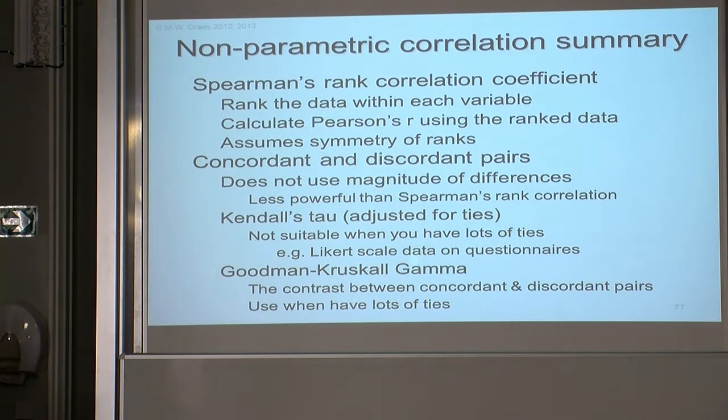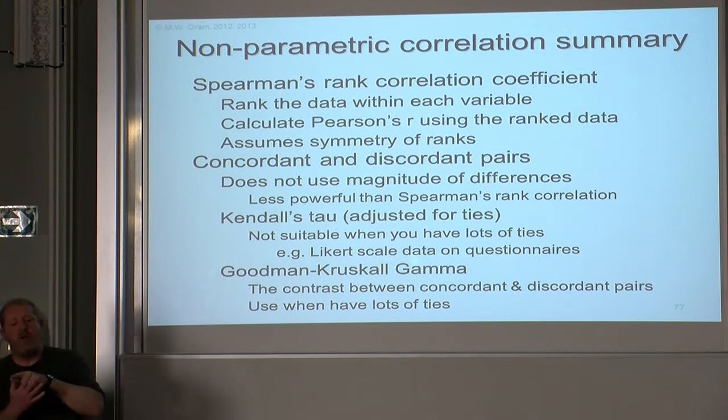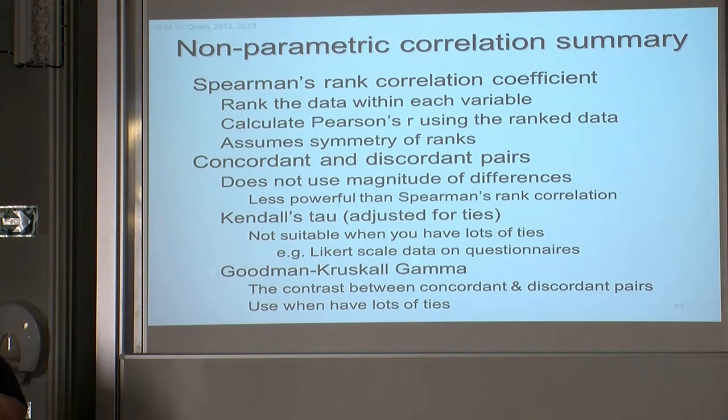Okay, Kendall's tau, the adjustment for ties will happen automatically in programs like SPSS. It's not suitable if you've got questionnaire data with a typical Likert scale. If there are only 5 possible values of responses, then you're only detecting big changes, and you'll have lots and lots of ties in the data between your 2 conditions. Then you should go to the Goodman-Kruskal gamma to look at it.